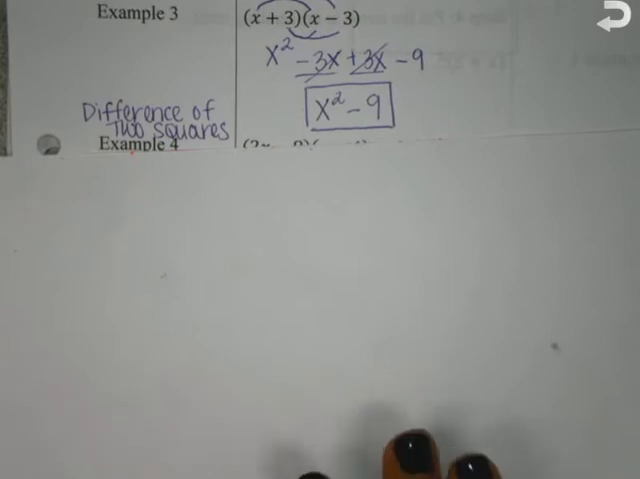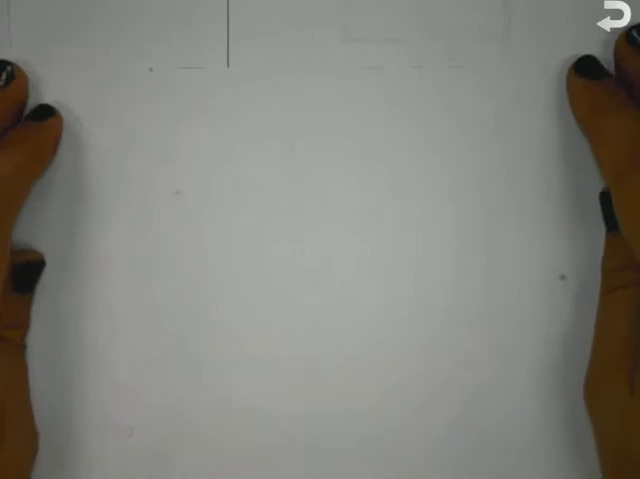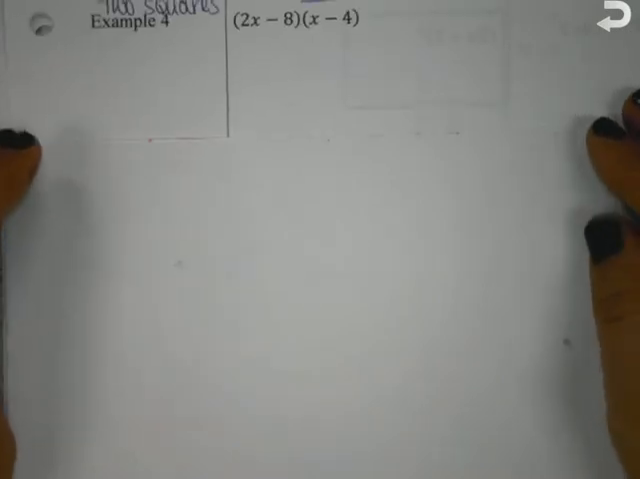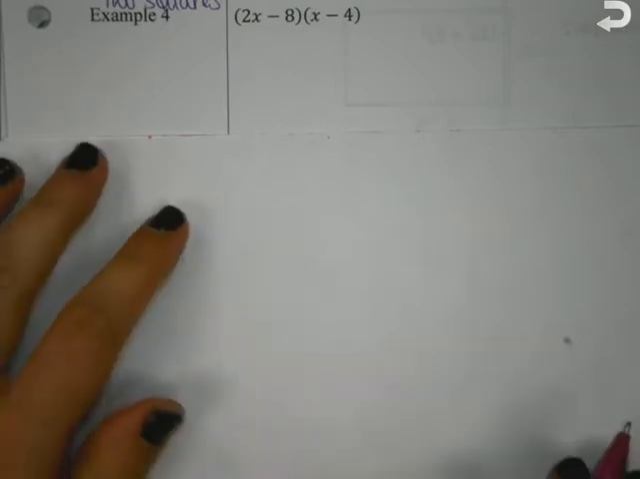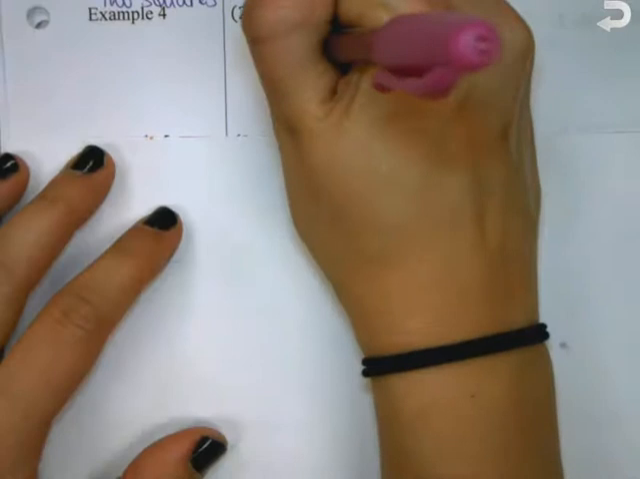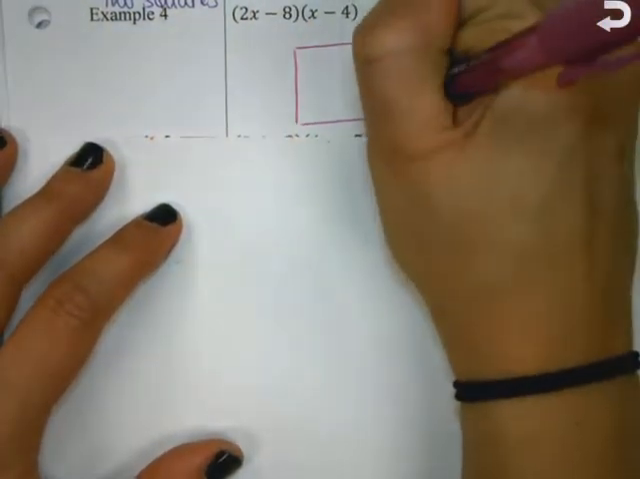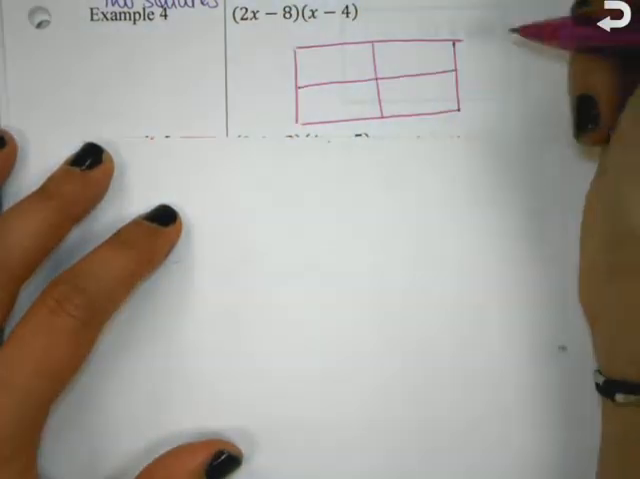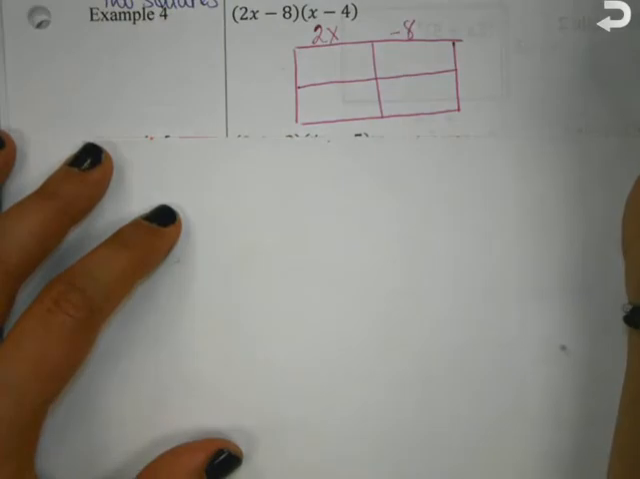All right, example 4. What happens if there's numbers involved in front of the x's? So 2x minus 8 times x minus 4. That's our problem. Okay, since I used foil on the last one, I'm going to use box on this one, so set up your box. If you want to go ahead and use foil, you can do so. Just make sure that you get the same answer as me. Okay, so across the top we put 2x minus 8, and down the side we put x minus 4. So if you're using the box, set it up this way.